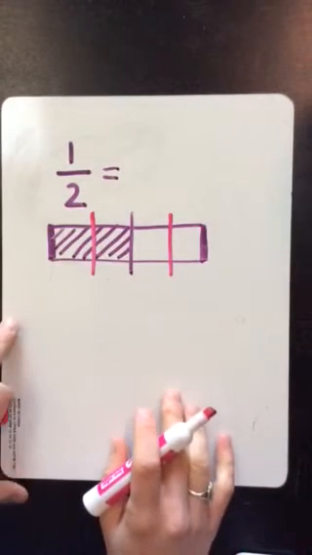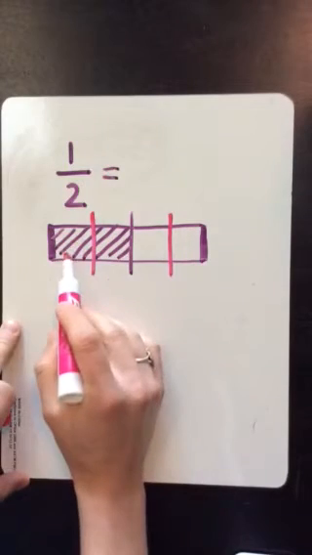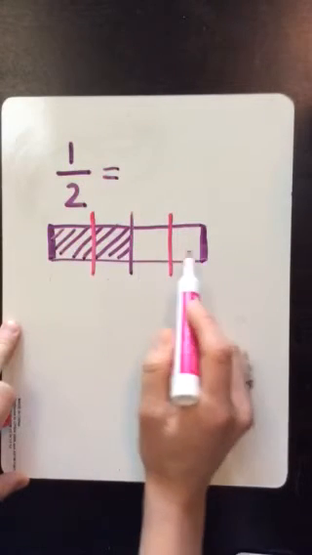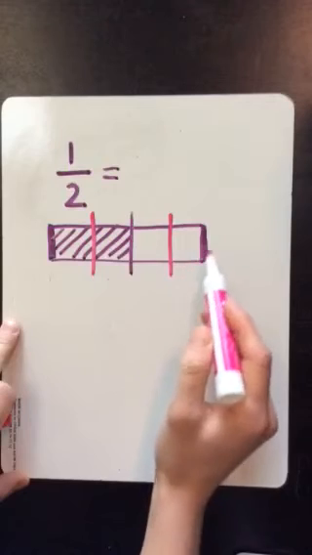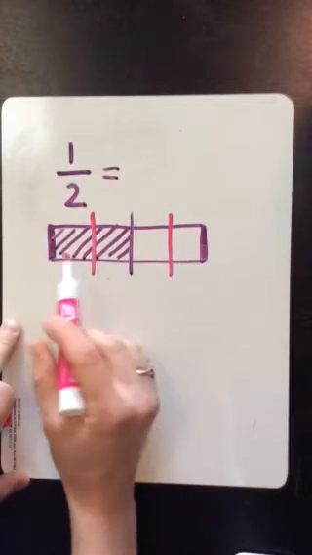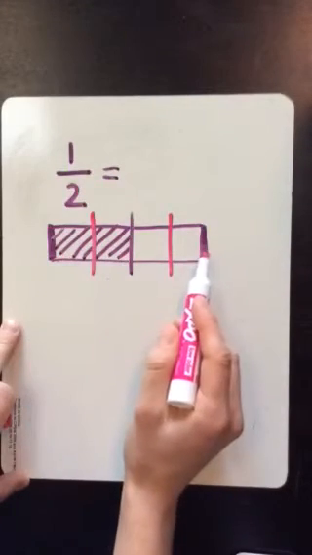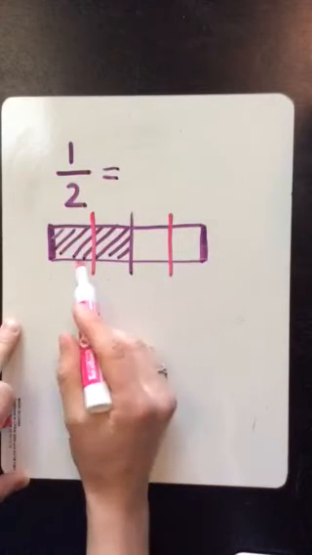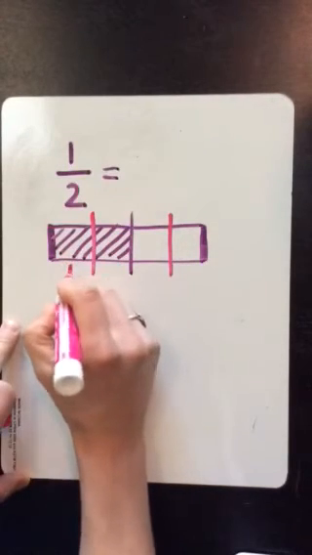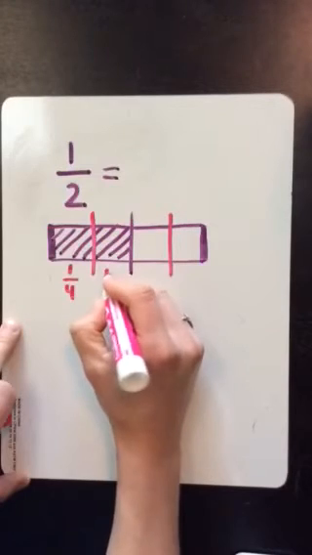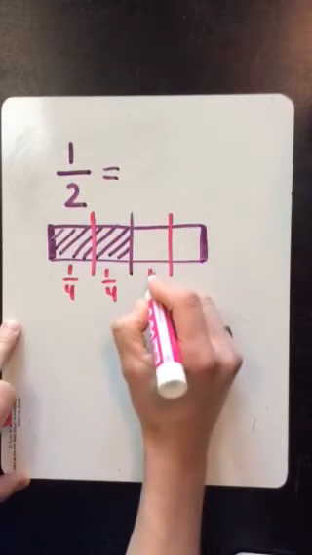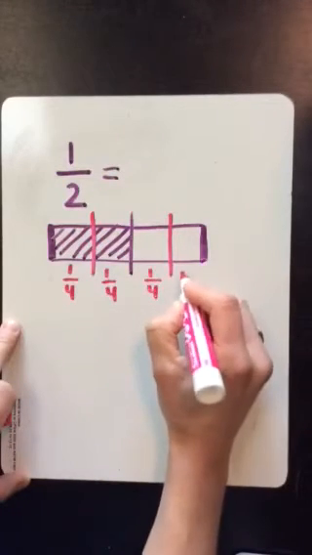Now how many parts do I have? 1, 2, 3, 4. I have 4 parts. My whole didn't change. What would each of these parts represent? Each one would be 1/4. Here I have 1/4, 1/4, 1/4, and 1/4.